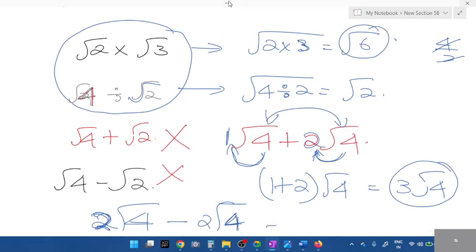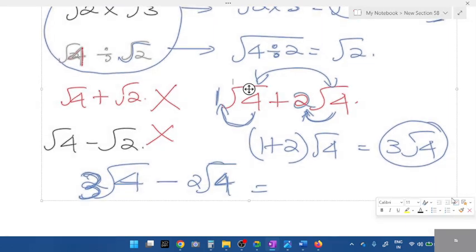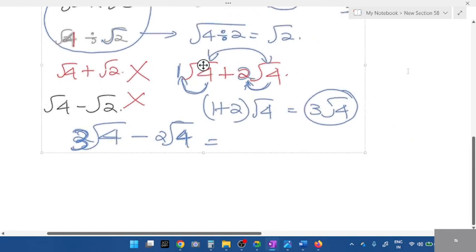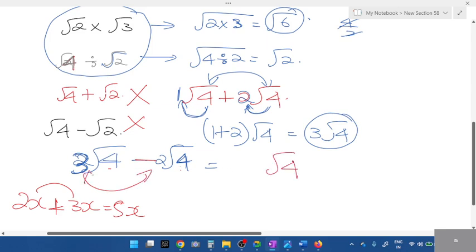Okay. In algebra, did you all study like terms and unlike terms last year? In 7th also you were taught like terms and unlike terms. That is basically like this. Look here. 2x plus 3x. They are like terms, students. x and x are like terms. 2 plus 3, 5x. In the same way, whenever like terms are given, root 4 and root 4, you can take common. 3 minus 2, just subtract. 3 minus 2 is 1 root 4. And 1 root 4 is nothing but root 4 value is 2. The answer is 2.